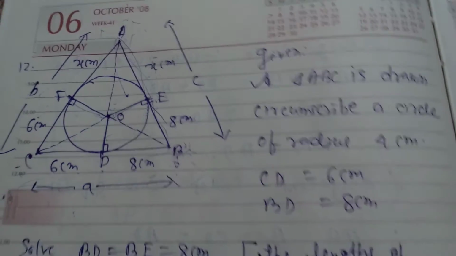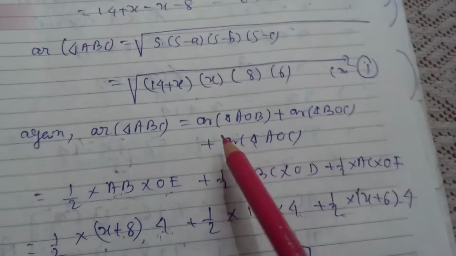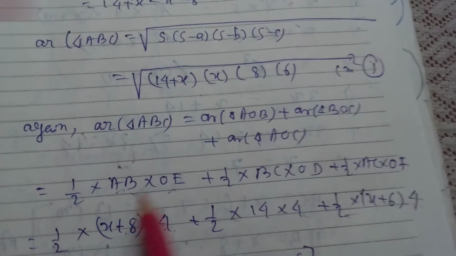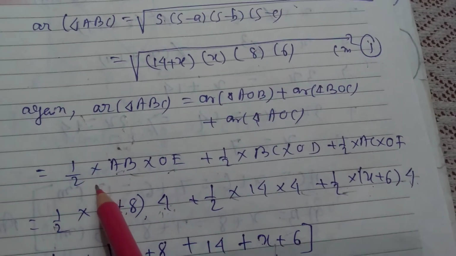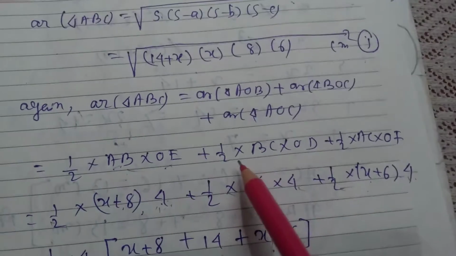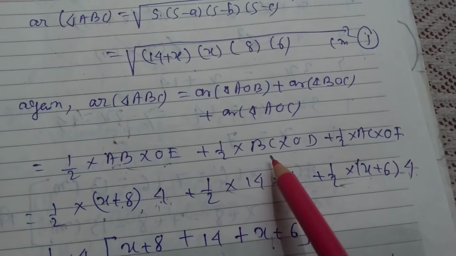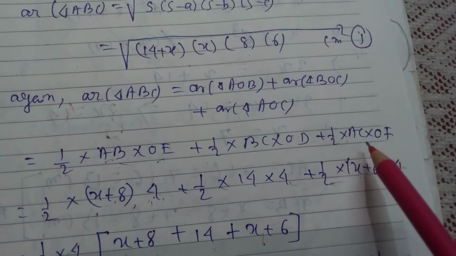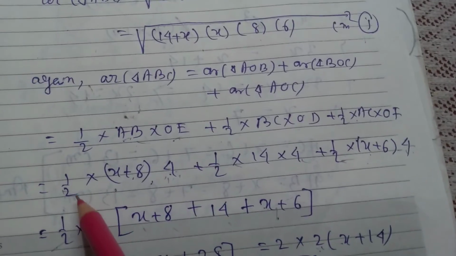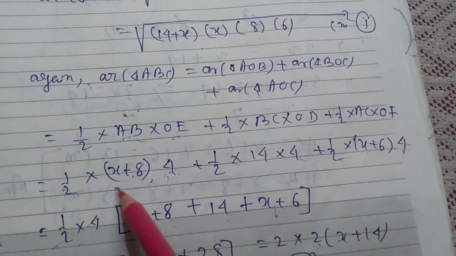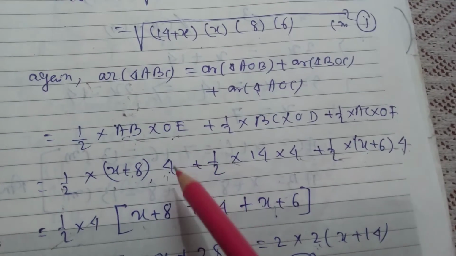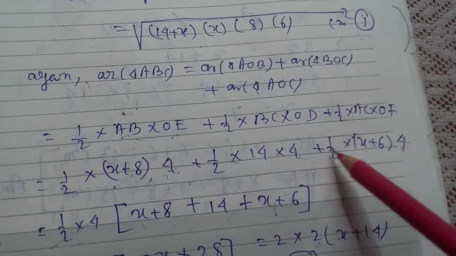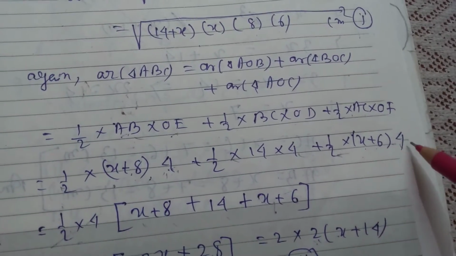Now using this formula, area of AOB plus area of BOC plus area of AOC. Area of AOB equal to half into AB into OE. Area of BOC equal to half into BC into OD. And area of AOC equal to half into AC into OF. Now put the values. Half into AB's value, x plus 8, and OE is 4. And here half into 14 into 4, and here half into x plus 6 into 4.